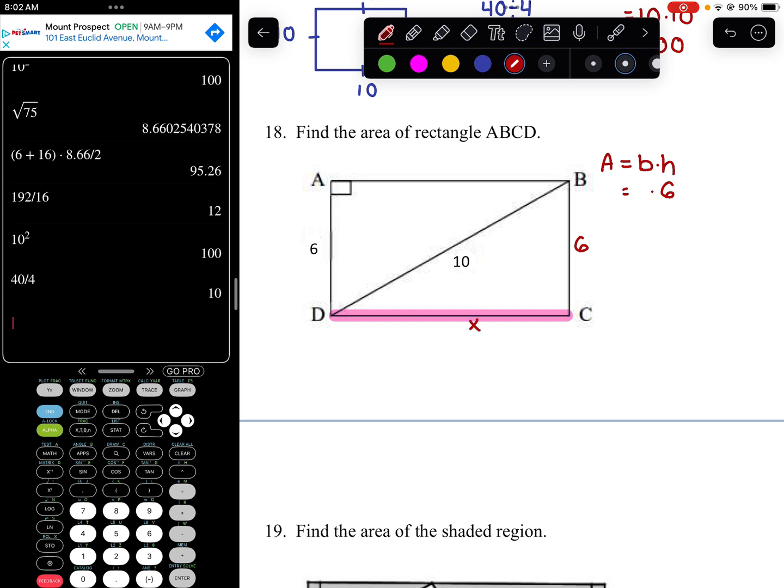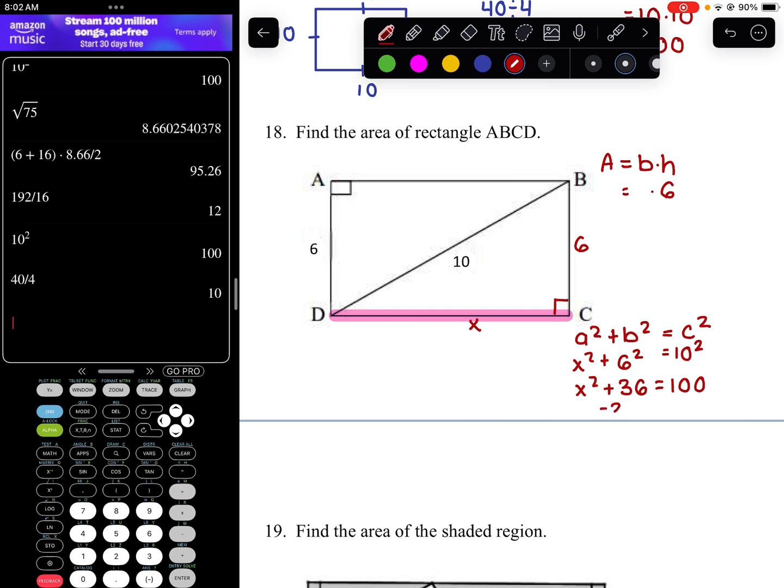And let's solve for our base. We can solve for this using Pythagorean theorem, solving for a missing side in a right triangle, because we know 2 of the sides. Across from your right angle is 10, your hypotenuse, which means that we can replace A and B with X and 6. Plug 6 squared into your calculator. Plug 10 squared into your calculator.